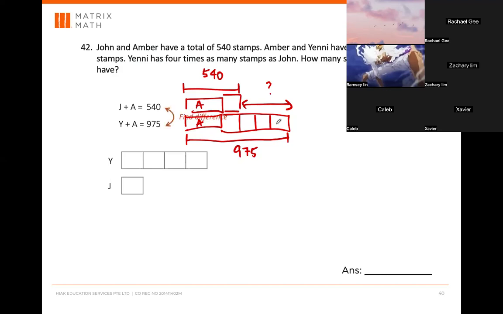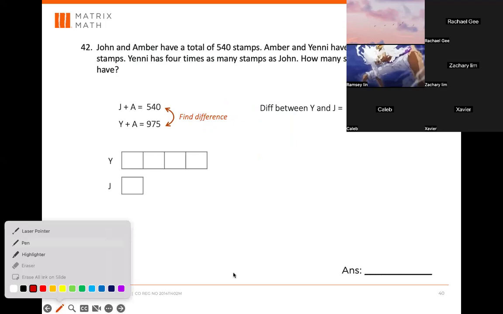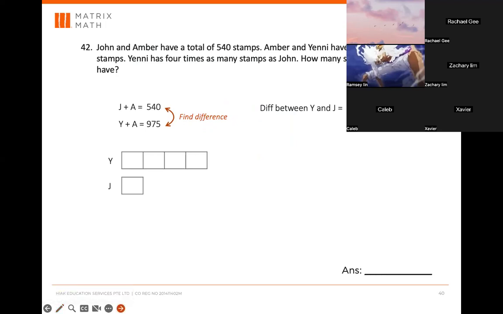So you find the difference between Yenny and John, which will be 975 minus 540. That's the difference, which is 435. So that is for the 3 units, because Yenny has 4 times as much as John. That's why there will be a difference in the value. So 3 units is 435. So 1 unit will be 435 divided by 3, which is 145. So we know that 1 unit is 145.